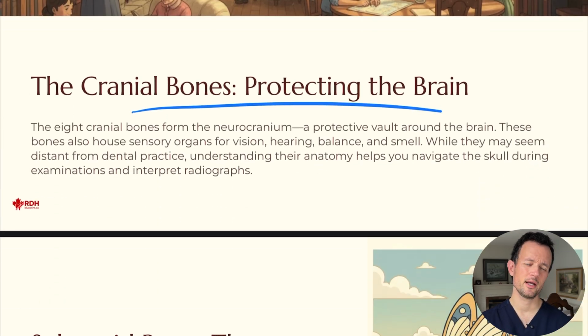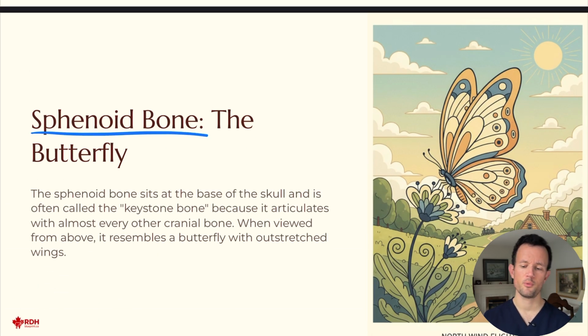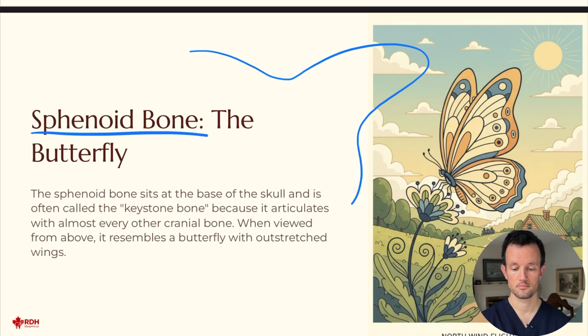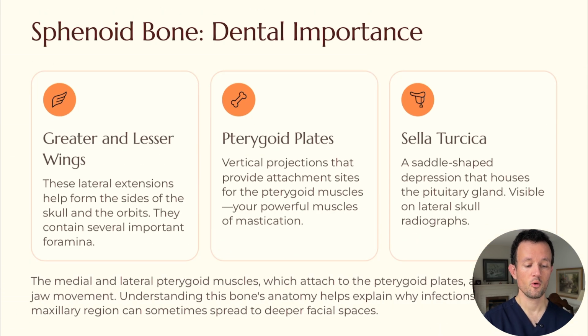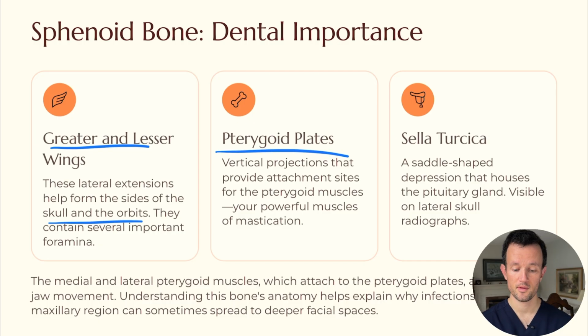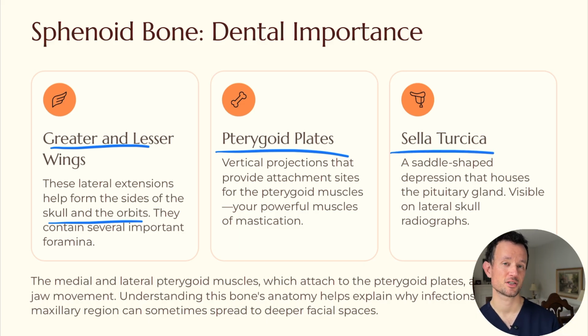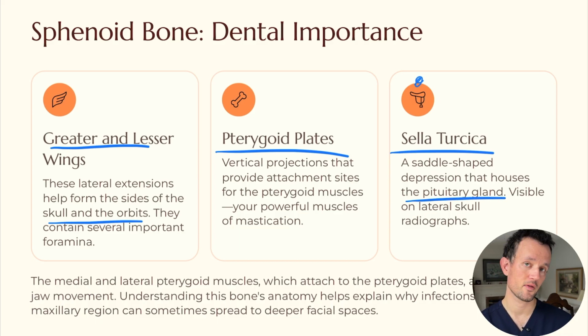Cranial bones protecting the brain. And I'm just going to highlight one thing for you. The sphenoid bone, that's butterfly shaped. It's the one that touches every other cranial bone. It's the sphenoid. That's what it looks like. So you have the greater and lesser wings of it, right? Outside the orbits of the eye. You have the pterygoid plates. This is attachment points for the pterygoid muscles. And the sella turcica, the Turkish saddle. This is where the pituitary gland sits, right? There's a little gland sitting on the saddle.